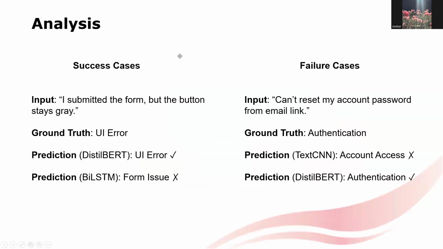We analyzed some samples to see how the models behave. First, a success case. DistilBERT correctly predicts UI error while BiLSTM chooses form issue, missing subtle UI cues. Now let's look at the failure case. TextCNN wrongly picked account access, likely due to keyword matching. DistilBERT got it right again. So overall, this tells us that DistilBERT is much better at disambiguating when the sentence is vague or when multiple classes share similar vocabulary.